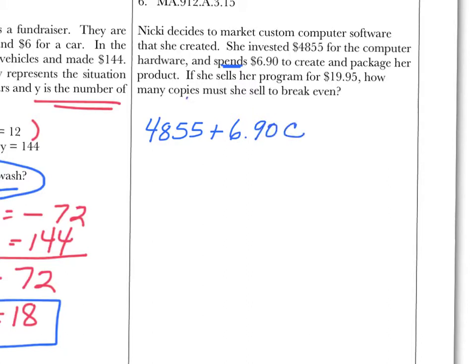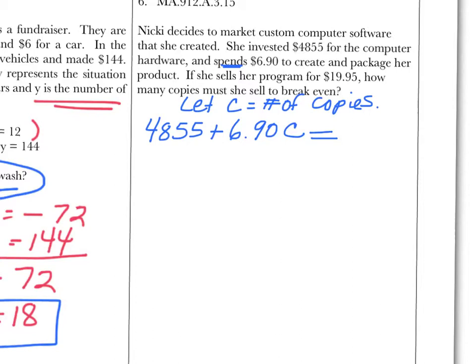So I really should have said, let C equal the number of copies. Always remember to introduce a variable, I forgot. So she's spending $4,855 plus $6.90 for every copy. That's how much she has to put in. On the other side, she's going to make money, right? She's going to make $19.95 per copy.